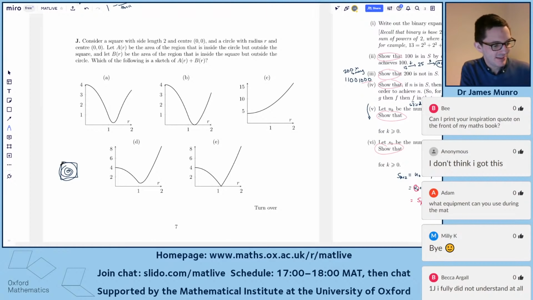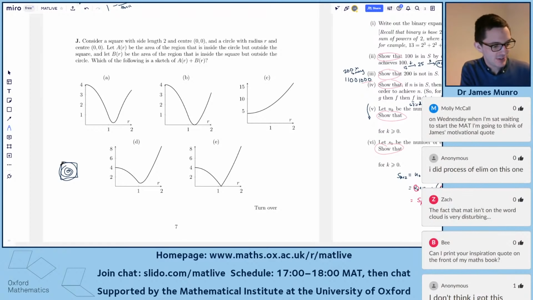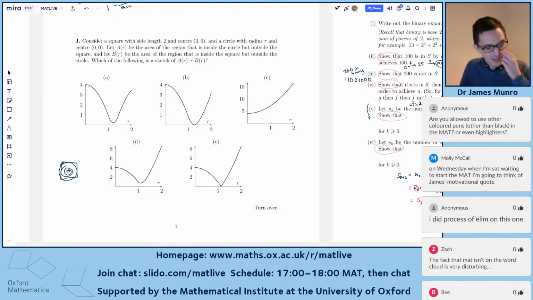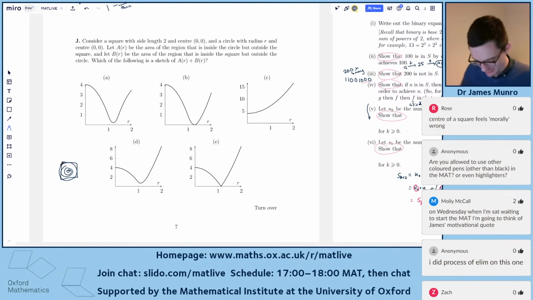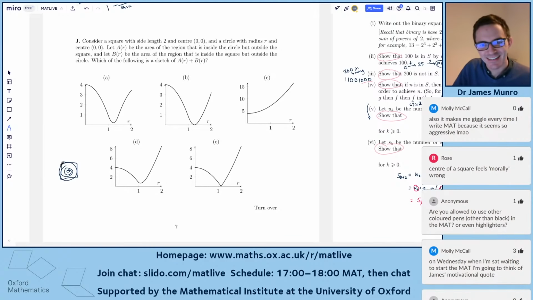I'm going to think of the motivational quotes. Oh, Rose thinks that the centre of a square is morally wrong as a concept. Sorry. I think I said centre of a triangle in 2019 as well. Maybe I'm done asking about the centre of shapes. Regular polygons. Feels like they've got a centre, right? Has a hexagon got a centre? I feel like a hexagon's got a centre. I know where it is. Put a circle through all the corners on there. That one. Right.